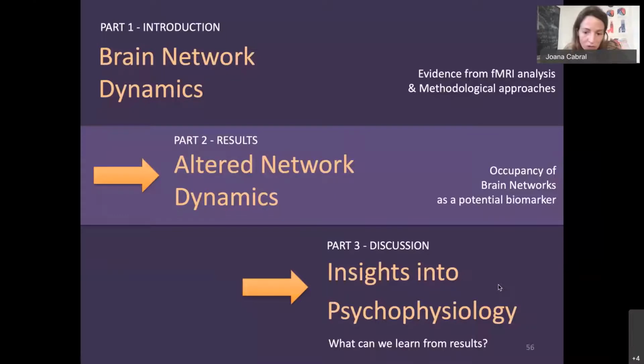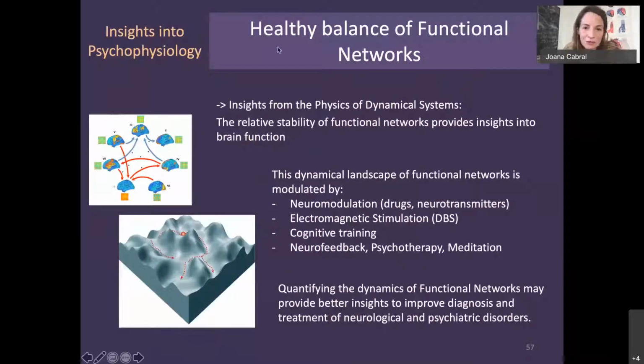So overall, what can we learn from the results or from this kind of approach is that if we merge these data-driven findings with the theory or the physics of dynamical systems, we find that the relative stability, the probability of occurrence, is a bit the attractive force of these patterns, relates to brain function. So it is modulated by drugs, neurotransmitters, or by electromagnetic stimulation, but also by training, by psychotherapy.